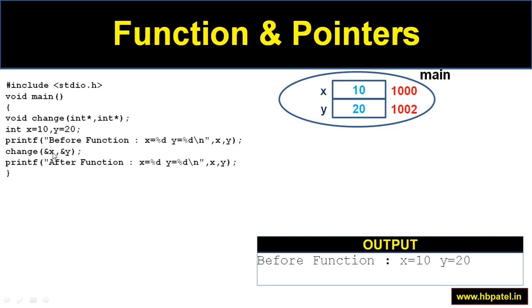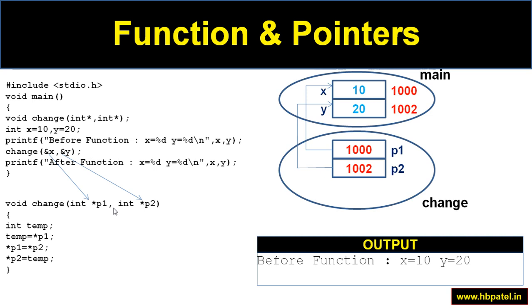Integer. So &x and &y are addresses of integers, so these are to be caught in pointers to integer. Now look at this: &x is sent to p1, and p1 is a pointer. So &x, that means address of x, 1000, is assigned into p1. So now p1 is 1000, and &y, address of y, that is 1002, is assigned into p2.